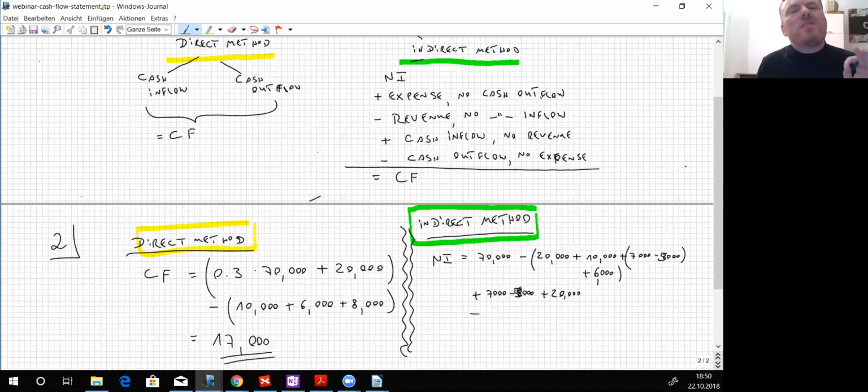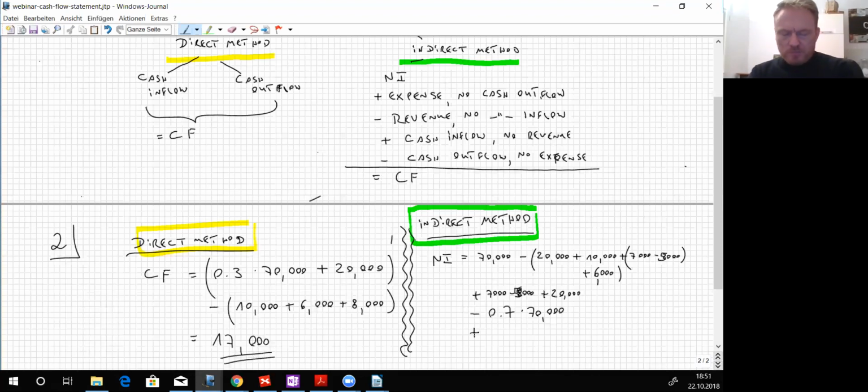That was plus expense that has not been cash outflow, minus revenue that has not been cash inflow. We had revenues of 70,000, but only 30,000 really came in in the same period. 70% of 70,000, which means 49,000 euros, have been revenues but no cash inflow. So 0.7 times 70,000 is revenue, but no cash inflow.